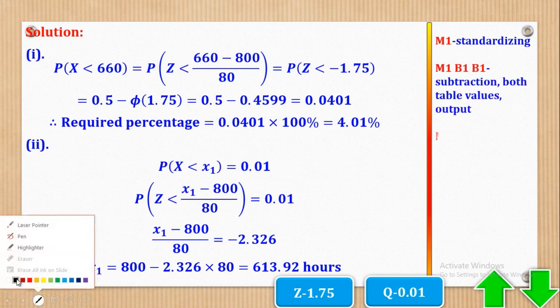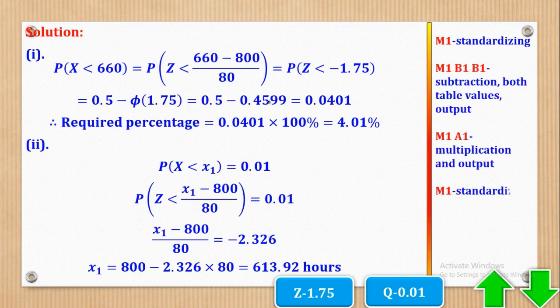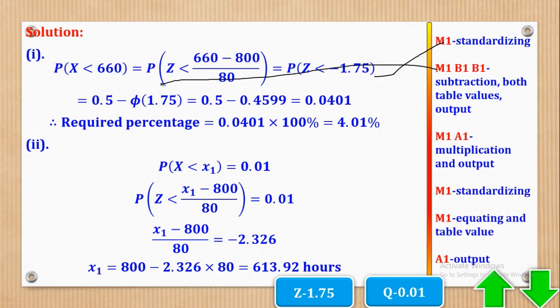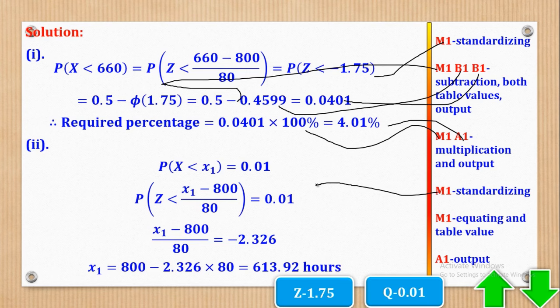Now let's see how marks can be awarded. M1 for standardizing, another M1 for this subtraction. Then B1 for the table value, another B1 for the output, M1 for multiplication, and A1 for the output. Then here, M1 for standardizing, M1 for equating the table value, and A1 for the output.